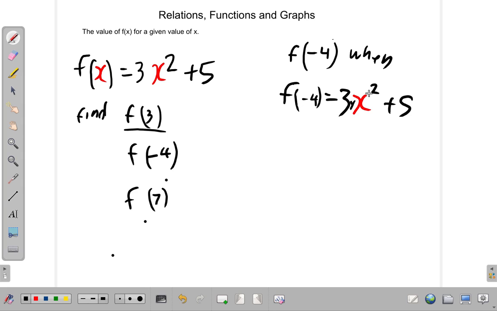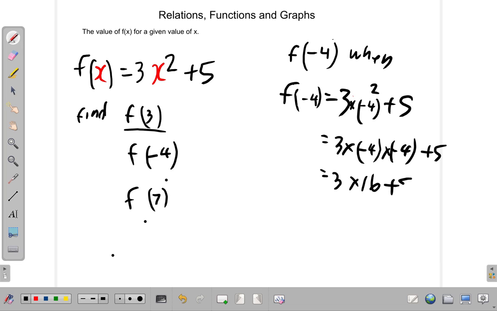3 multiplied by x squared will become 3 multiplied by negative 4 squared. We put the negative 4 in a bracket, squared. Now we have 3 multiplied by what is negative 4 squared. Negative 4 squared is negative 4 multiplied by negative 4. Square of a number is the number multiplied by itself. So you have two of the numbers and they multiply each other. Plus 5. So what you have is negative 4 multiplied by negative 4. So it's 3 multiplied by positive 16 plus 5.